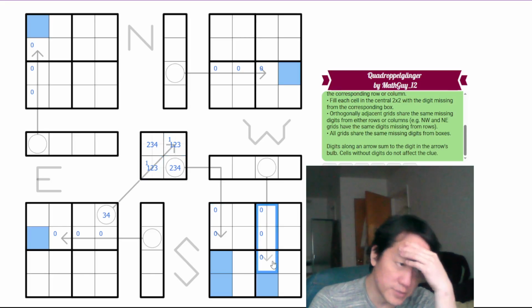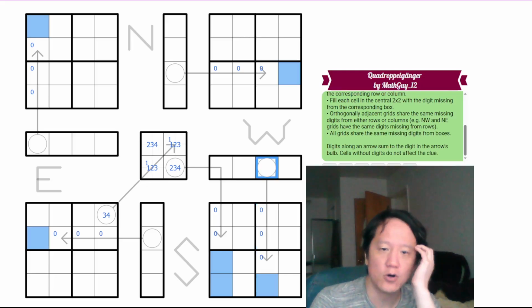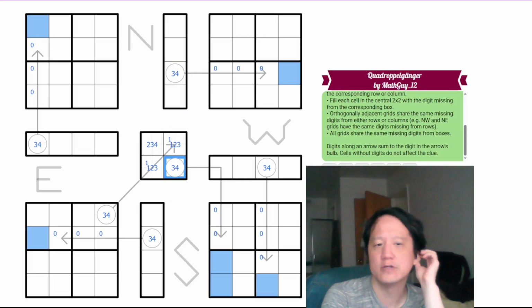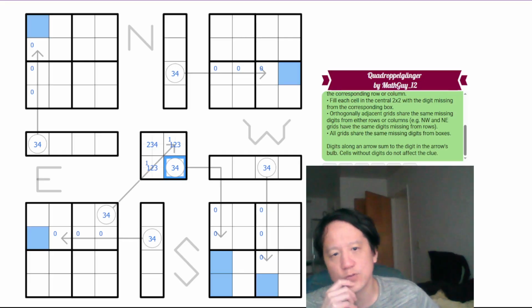So it's going to be 0, 1, and 2 at minimum. So all of these circles are then 3 or 4. And that also applies here. This cannot be 2 here. So we're missing 3 or 4 there.